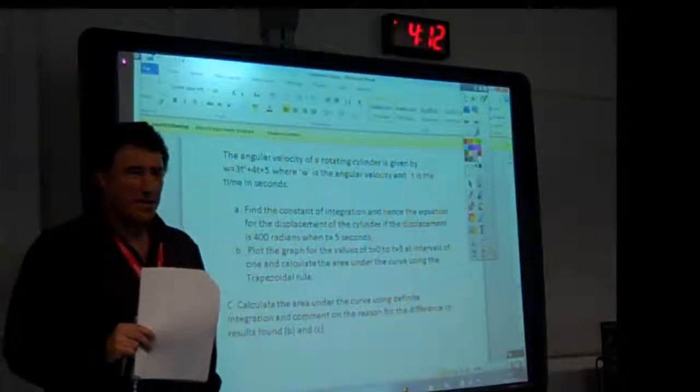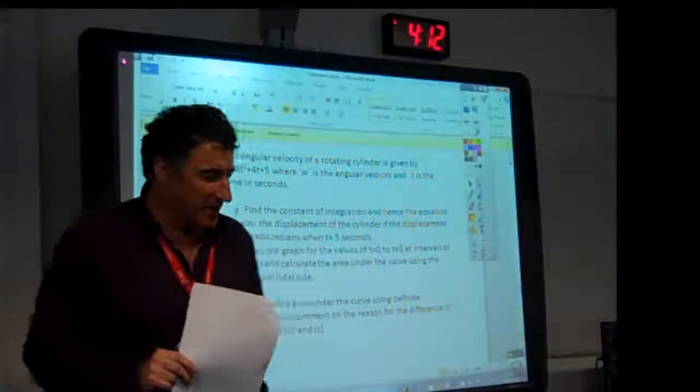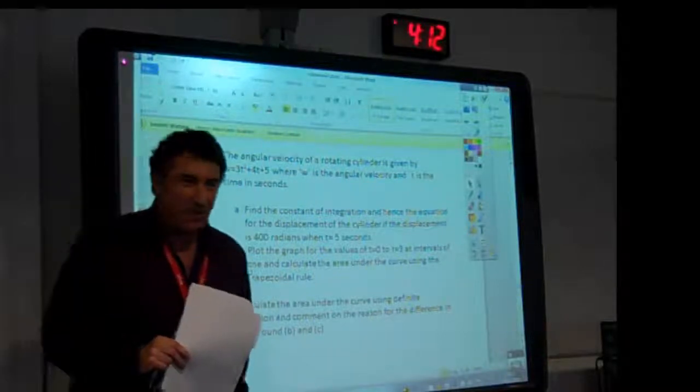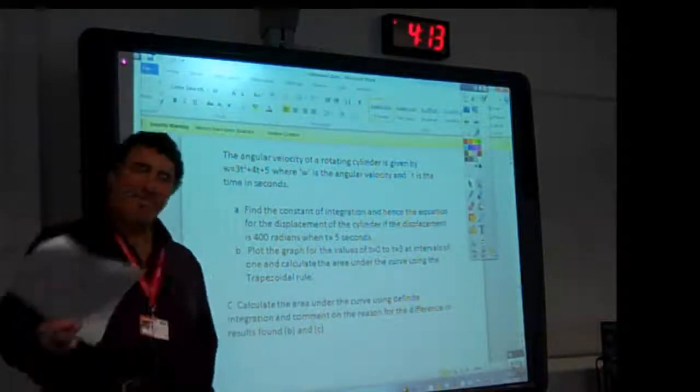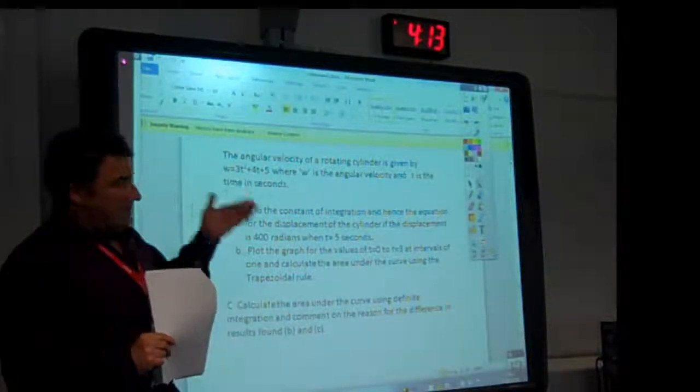Right, this is a distinction question. Reason being, there is a little bit of integration to it. Basically what we've got to do here is look at integration and compare it with the numerical method as well, so there's a bit of a justification comparison at the end. Let's take it from the beginning.